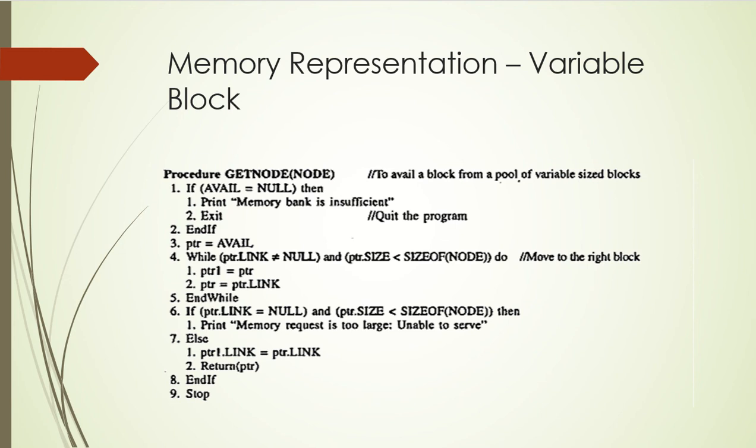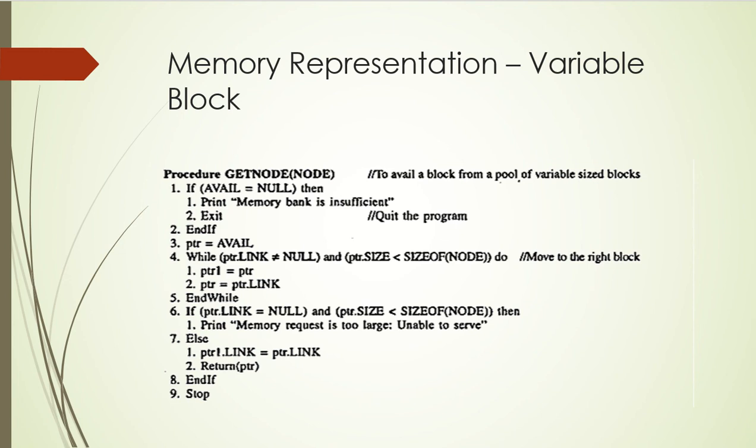So that is why it is written while ptr link not equal to null and ptr size is less than size of node, where node is the requested amount of memory that was actually made by the user. So what you do, you advance ptr and ptr1, so that ptr1 will always be one step behind ptr. You can come out of this while loop at step number 4 either because ptr link is equal to null or because ptr size is equal to size of node.